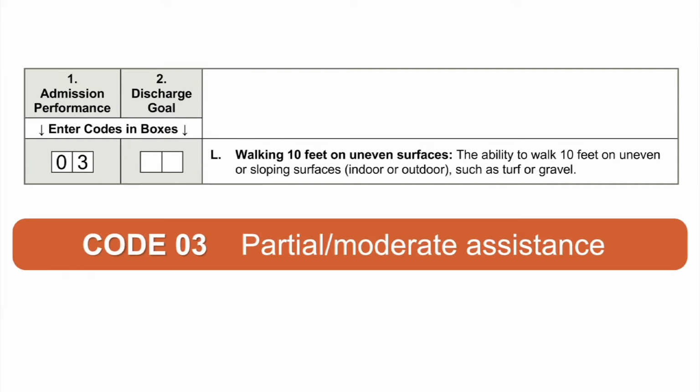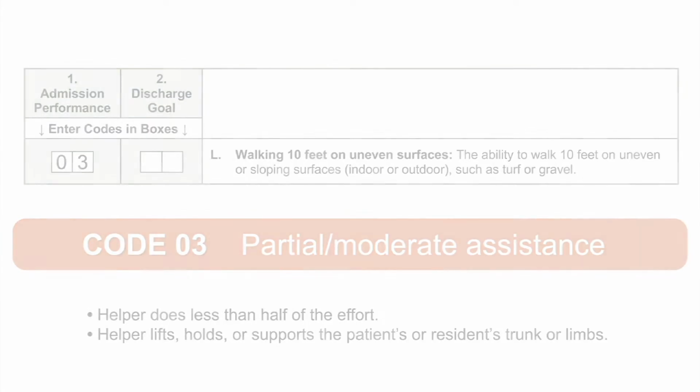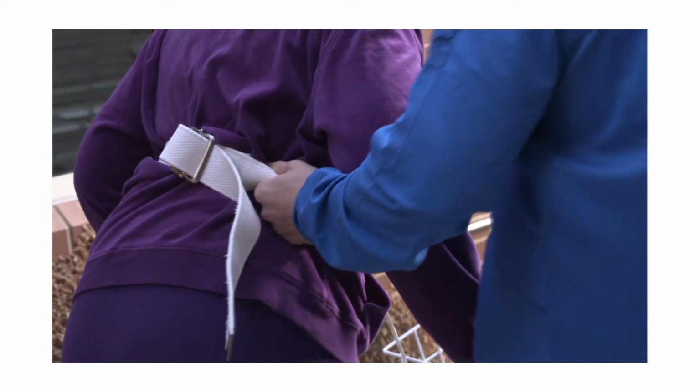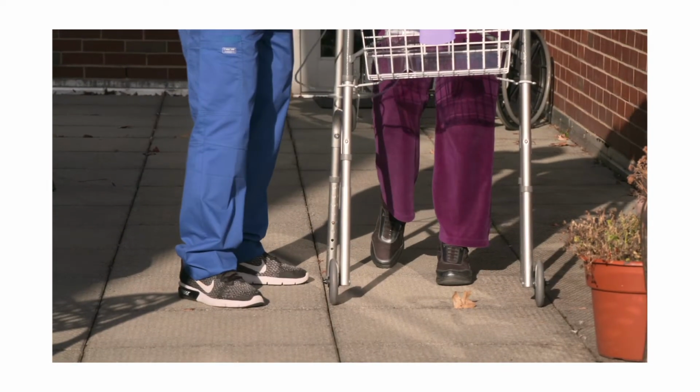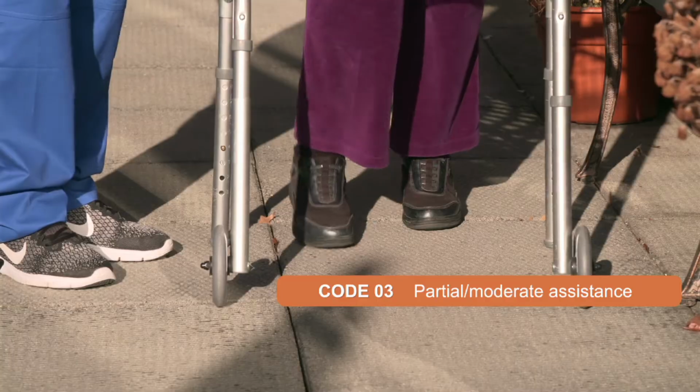Partial moderate assistance is defined as when a helper does less than half of the effort. The helper lifts, holds, or supports the patient's or resident's trunk or limbs, but provides less than half the effort. Ms. Carlson required the nurse to provide less than half of the effort in order to walk 10 feet on an uneven surface due to weakness and shortness of breath. As a result, you would code this item 03, partial moderate assistance.